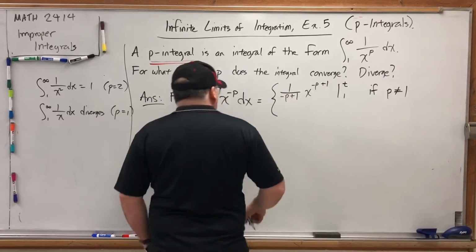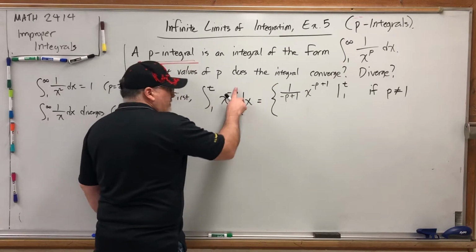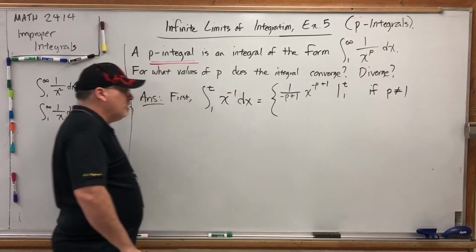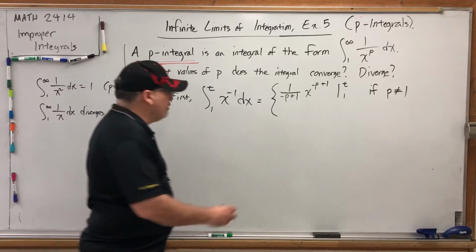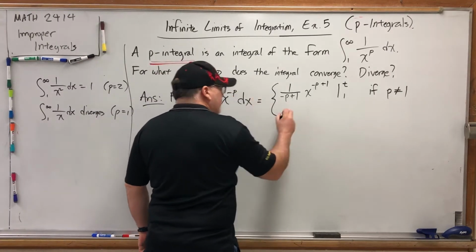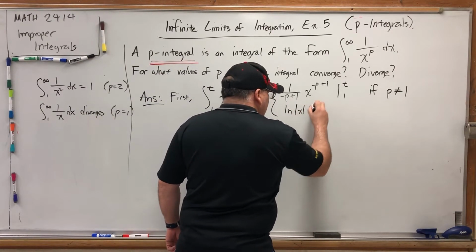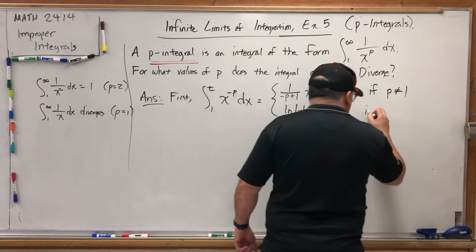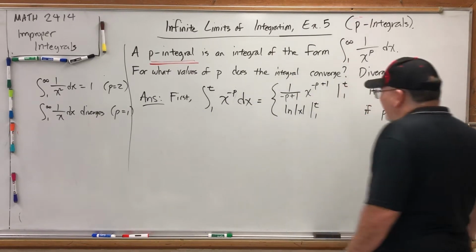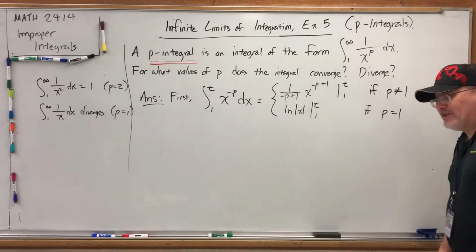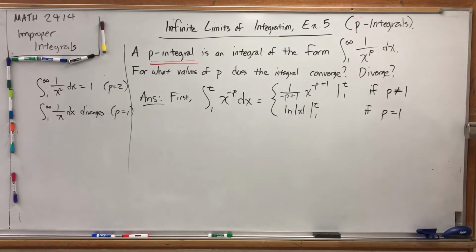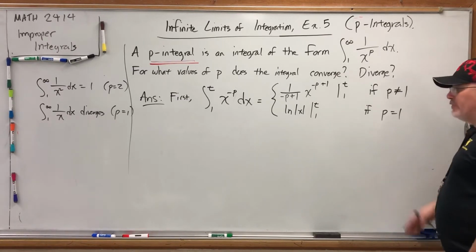So what do we do if p is 1? Well, if p is 1, then this is x to the negative 1 power. But x to the negative 1 power means 1 over x, and when we integrate 1 over x, we get the natural log. So it would be the natural log of x from 1 to t if p is equal to 1. So we've got to be very careful not to just assume things, especially when unknown denominators make their way into the picture, since you can't let it be 0. So this is how we would evaluate this integral depending upon whether or not p is equal to 1.